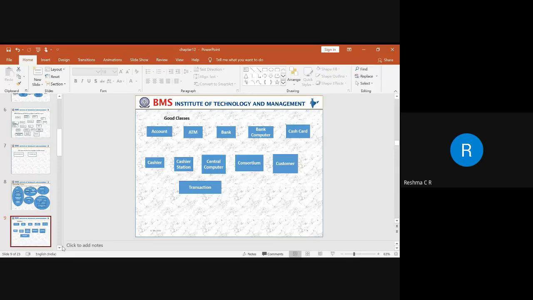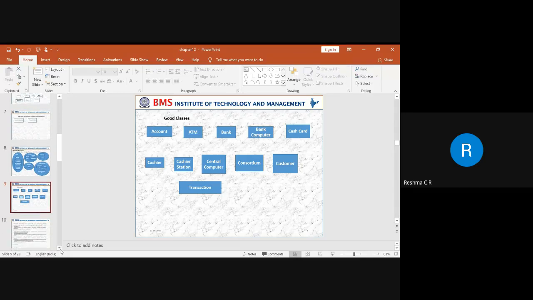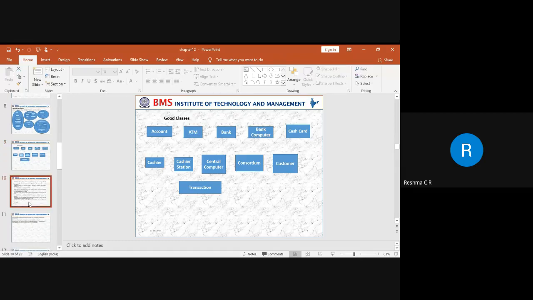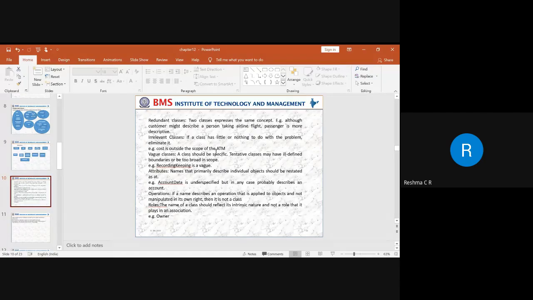Based on these good and bad classes, we have a description here of why we have taken a class as redundant, irrelevant, or vague. For an irrelevant or redundant class, it can be based on a concept. For example, if a passenger wants to fly to some other place, he can make a reservation.